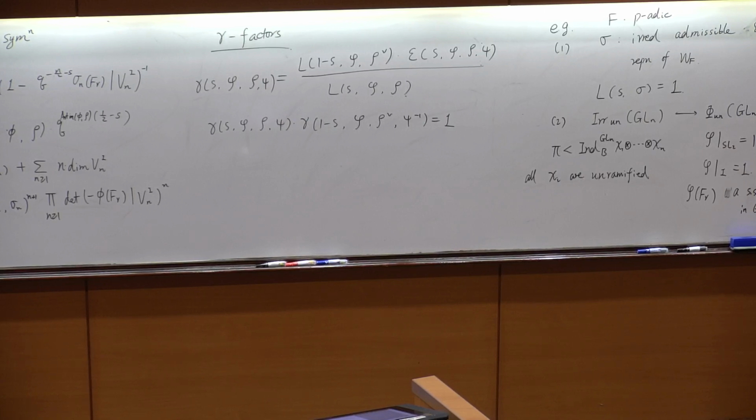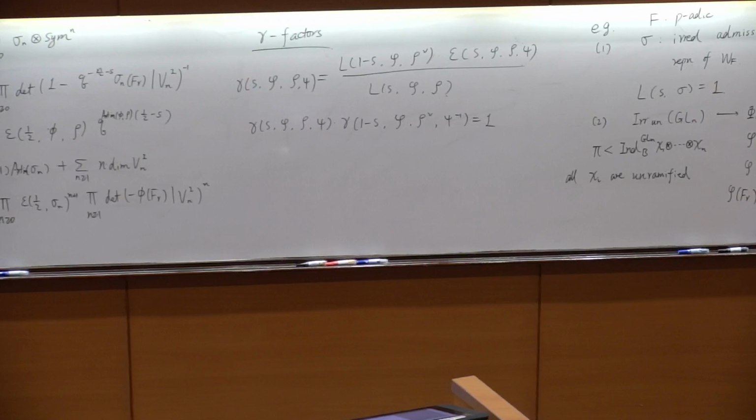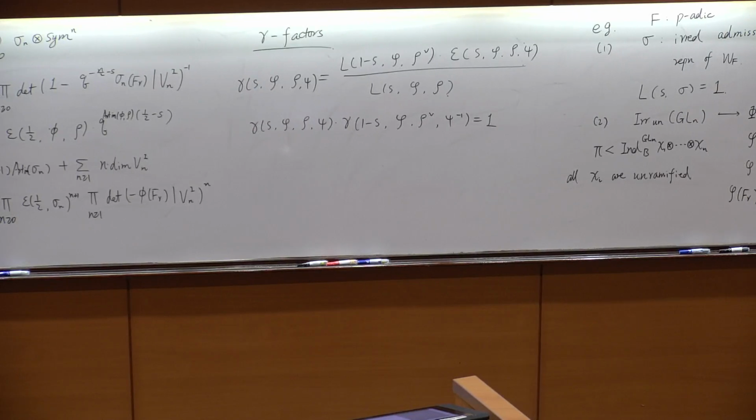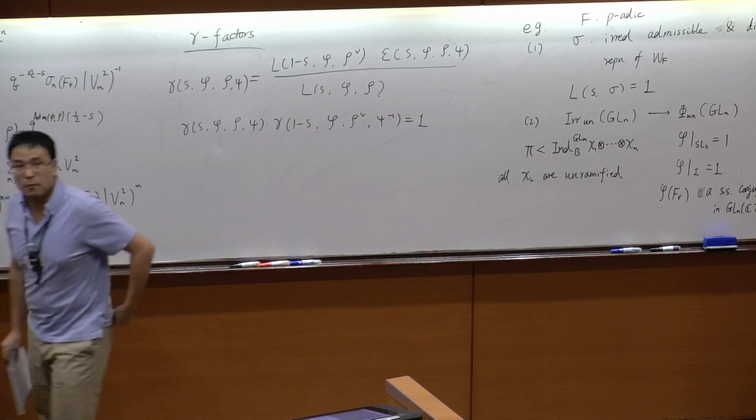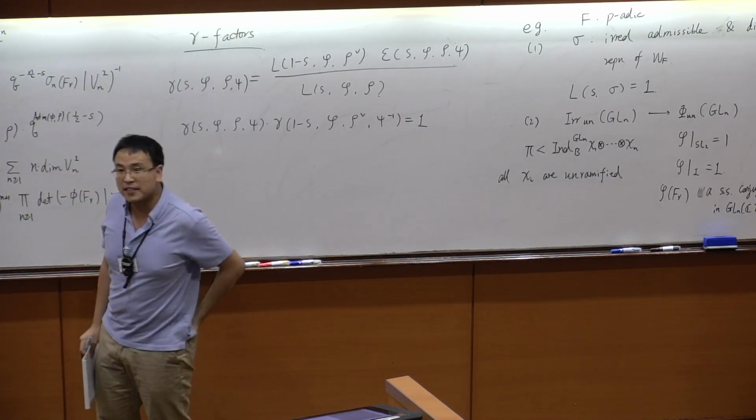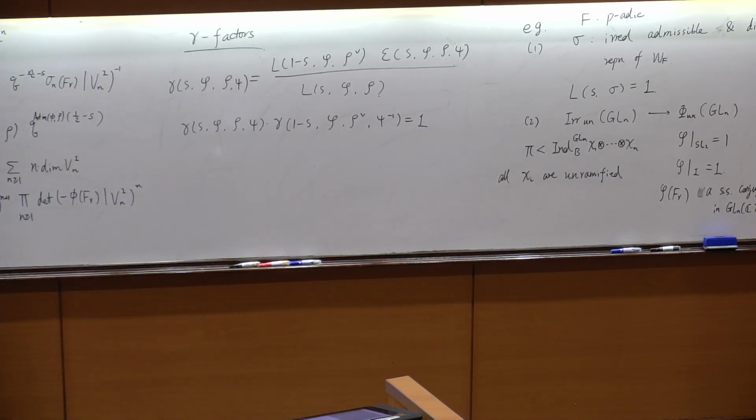It's just trivial. And of course, we normalize the Haar measures and also the additive characters. So these are the recipes and the examples for the local L factors. And now we come to the exercise.